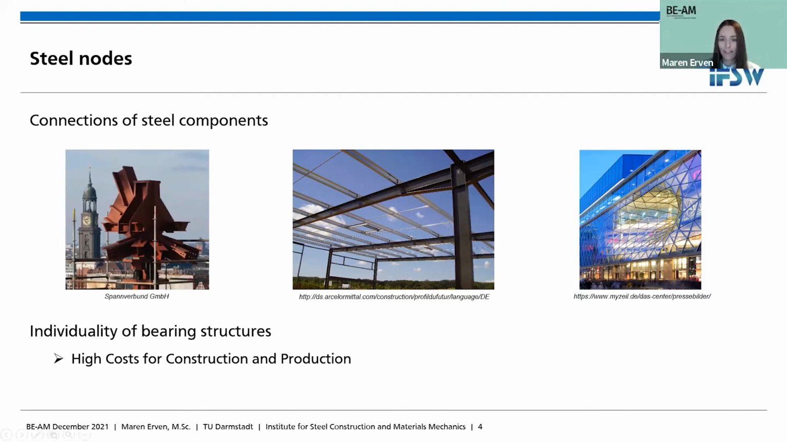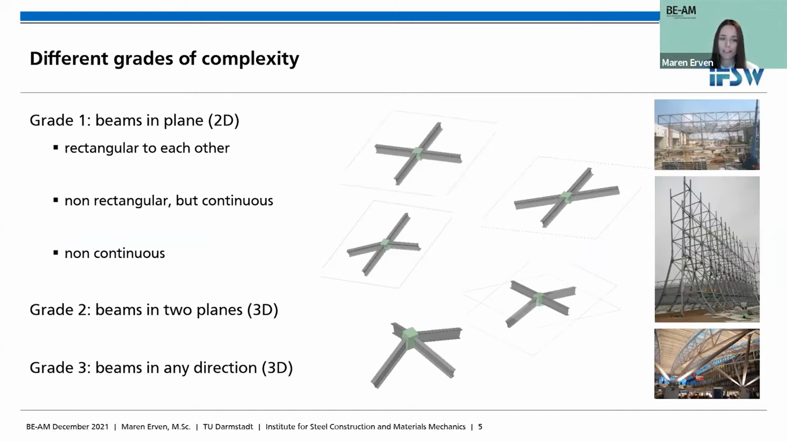So when we're looking at steel construction, we can see the nodes in different grades of complexity. And of course, I guess in grade 1, where the beams just meet each other in a plane, it isn't so interesting for 3D printing. But when it comes to stage 3, where all beams are coming from any direction with rotation and any kind of loads, then maybe 3D printing can help us. So how can it help us?